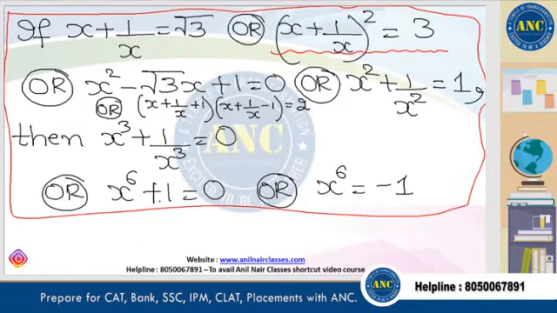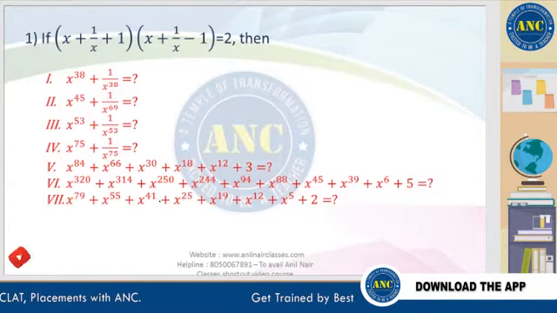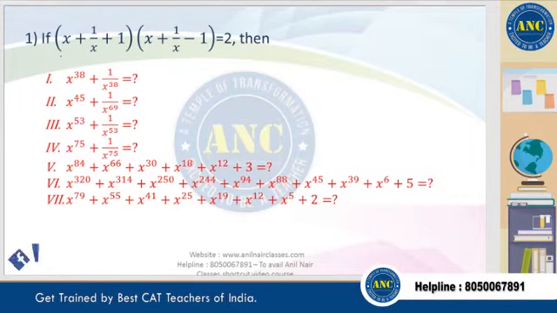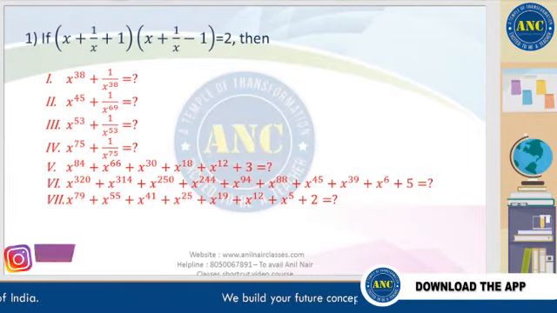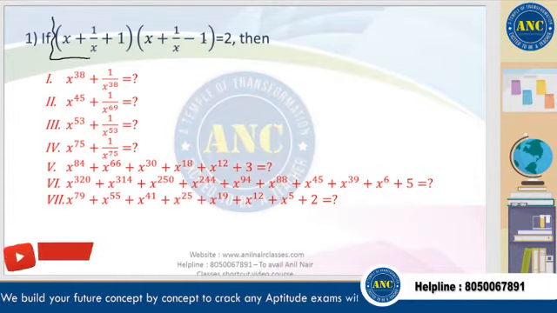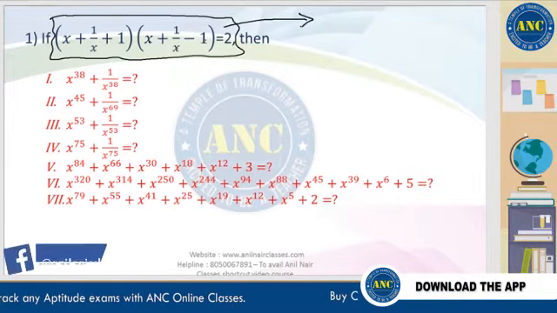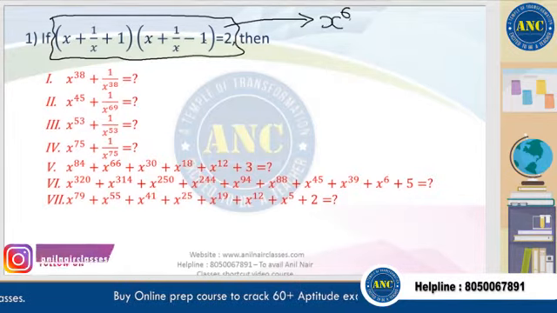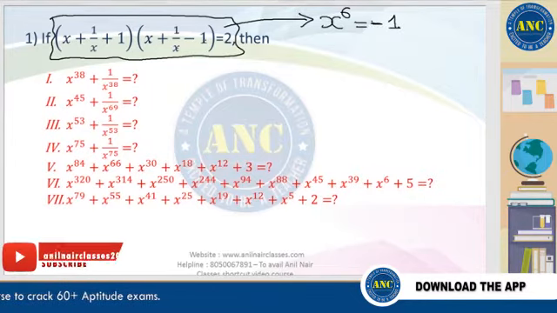Before we move on to the problem solving, this should be very clear, sir. Now see here, after understanding this, problem solving is never a difficult task. Now see the first question. The first question says, if x plus 1 by x plus 1 into x plus 1 by x minus 1 equal to 2. This is the condition I included just very recently. If this condition is equal to 2, then I can say that x power 6 plus 1 equal to 0, or I can also say x power 6 is equal to minus 1, right?